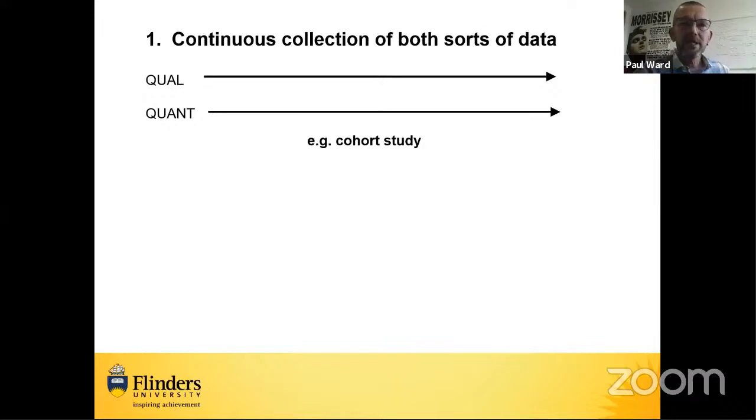So first one, a continuous collection of both kinds of data, like a cohort study. In a cohort study, you may get a bunch of people at the beginning of a study, and you are tracking them through time over the next 6 months or 12 months or 20 years. And you're collecting all sorts of quantitative data on them, but you may also be collecting all sorts of qualitative data from them. So you can see how those go side by side a long time. You don't see those very often because they're very, very expensive studies to run, but it is a research design.